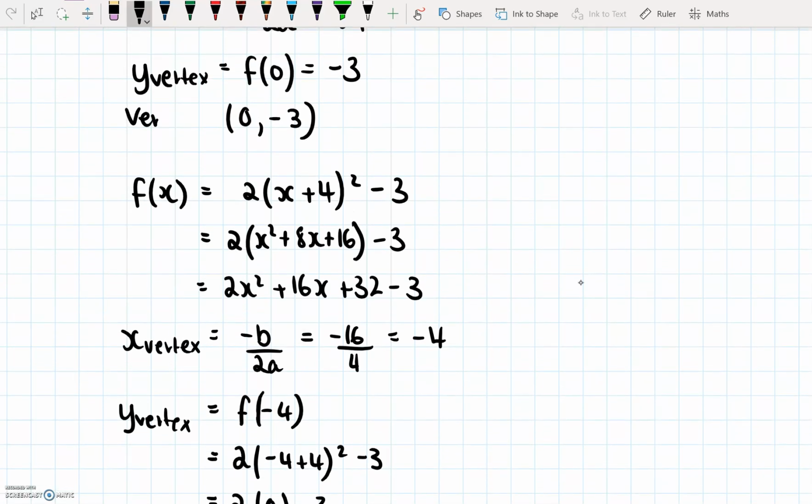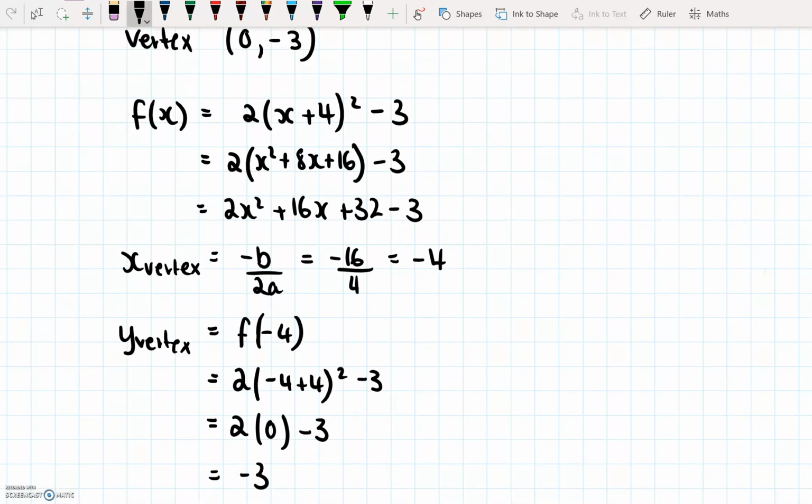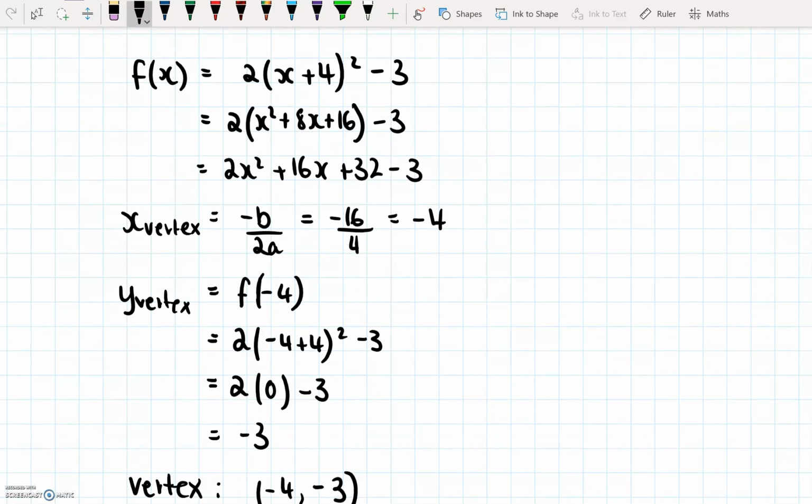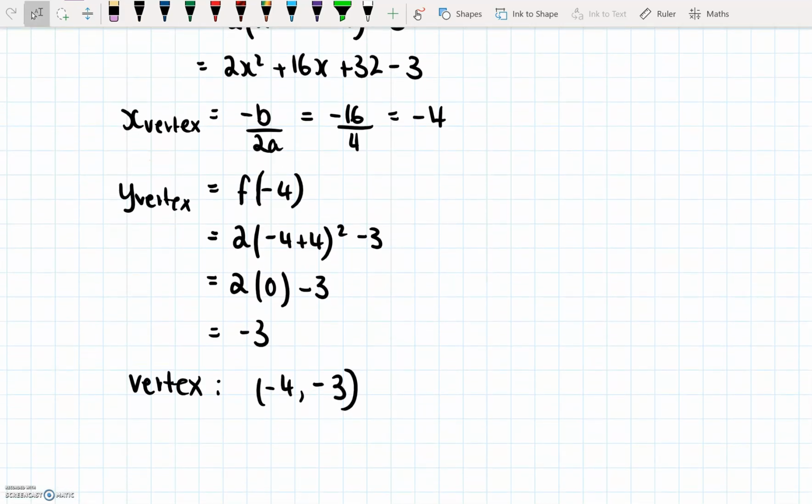Okay, and I'll just add vertex here. But yeah, that's how we find the vertex. And in the 3 forms that you've been given, it doesn't really matter, as I said, where you substitute your x vertex into. You can choose whatever formula is the easiest for you. Okay, good luck.